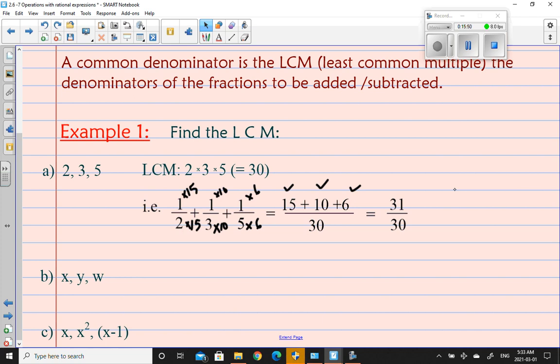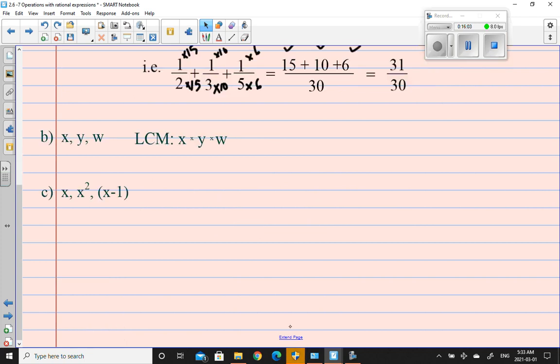So just an example of how you would add fractions after finding their common denominator or the least common multiple. So if we had, instead of 2, 3, and 5, variables like x, y, and z, the lowest common multiple is simply the product of x times y times z.